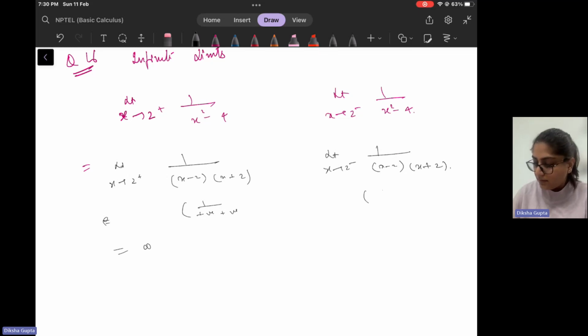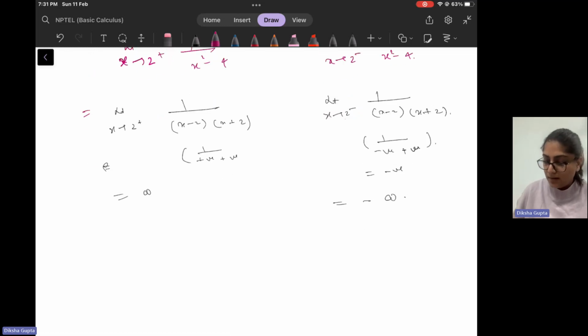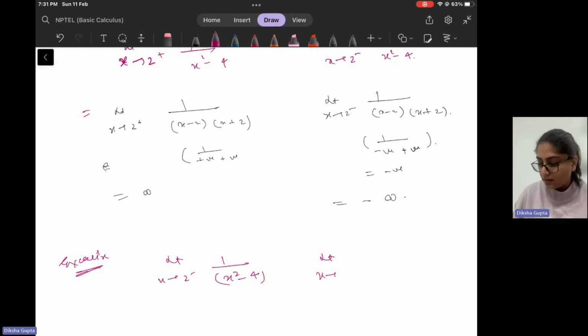And when x is a little less than 2, x minus 2 will be negative and x plus 2 will be positive, so this is negative, so this is minus infinity, right? Also, there is a problem at minus 2, so as an exercise, evaluate limit x tending to minus 2 minus and minus 2 plus of 1 upon x square minus 4. Let me write it clearly.